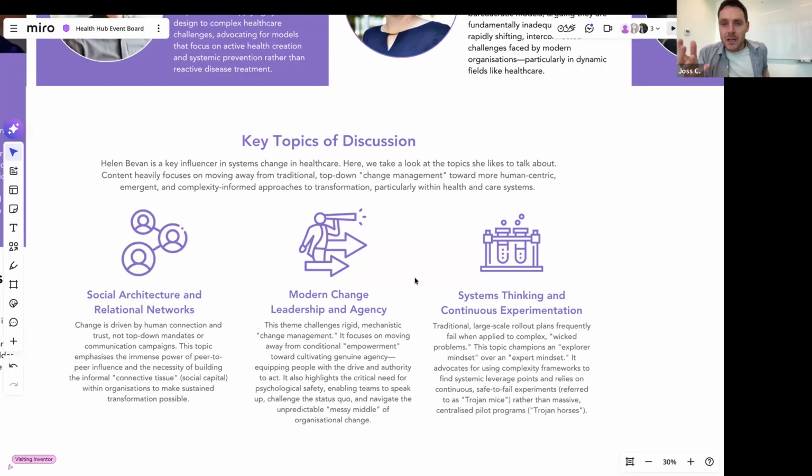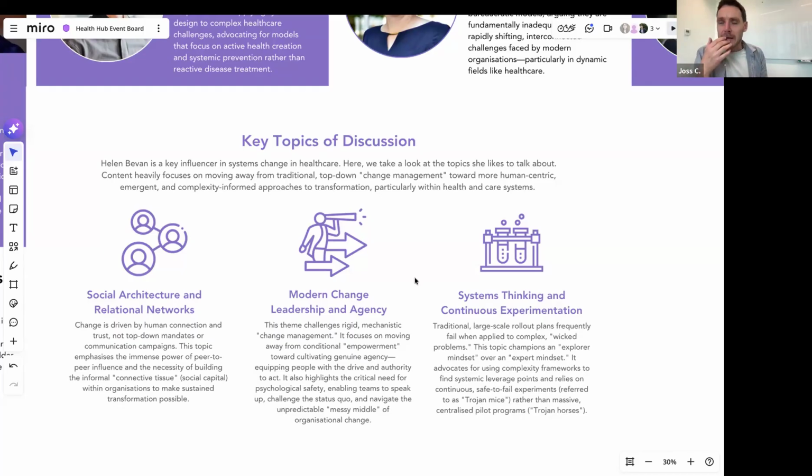And a lot of it's moving away from top down change management approaches towards more human-centered, emergent, and complexity-informed approaches to transformation, particularly within healthcare and care systems. So she talks a lot about social architecture, social networks as drivers of change. Emphasize the immense power of peer-to-peer influence and the necessity of building the informal connective tissue, the social capital within organizations to make sustained transformation possible.